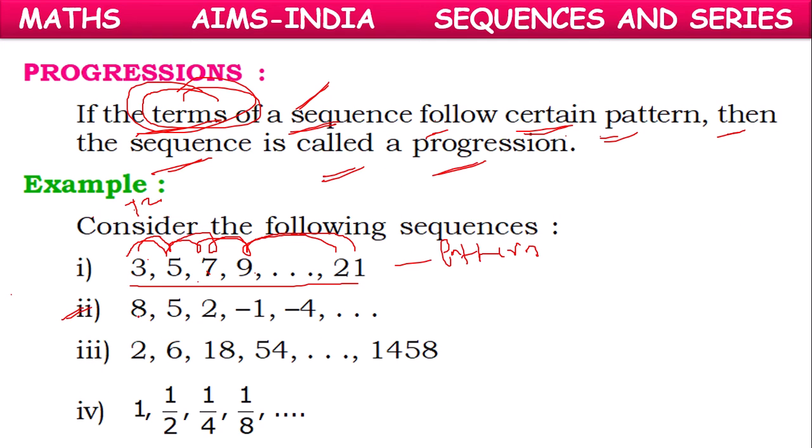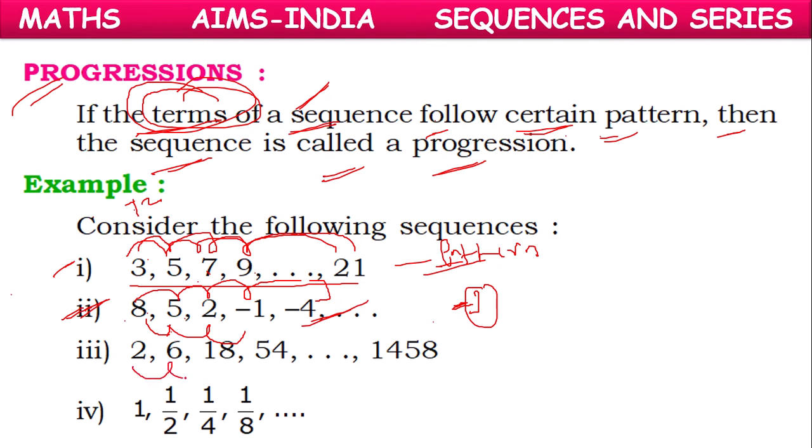Next, in the second example, we have 8, 5, 2, minus 1, minus 4. What is the pattern here? 8 became 5, 5 became 2, 2 became minus 1. It means 3 is subtracted from the preceding term so that we get the next term. There is a difference of minus 3 between any two terms, which is constant. This is the pattern they are following. So this is also an example of progression, as it follows a definite pattern.